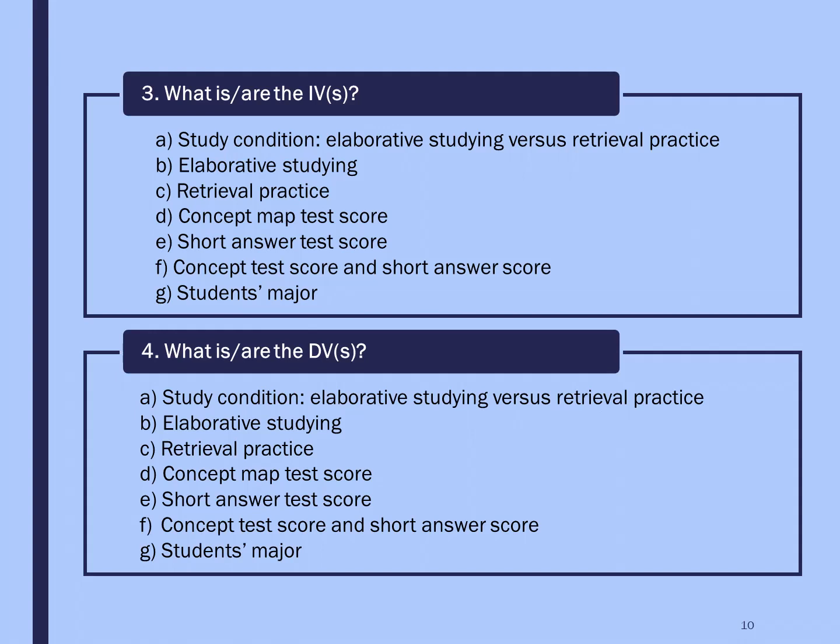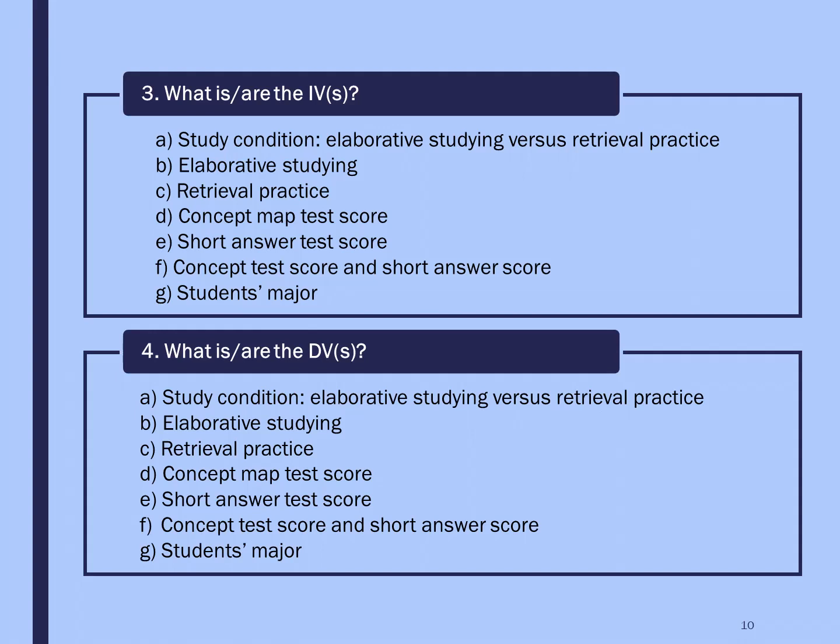Keep in mind that the independent variables are manipulated by the experimenter. So looking first at answer choice G for number 3, students' major wasn't measured here and definitely was not manipulated by the experimenter, so we can rule out G. We can also rule out the concept map test score and short answer test scores because the scores are based on student performance and not assigned by the experimenter.